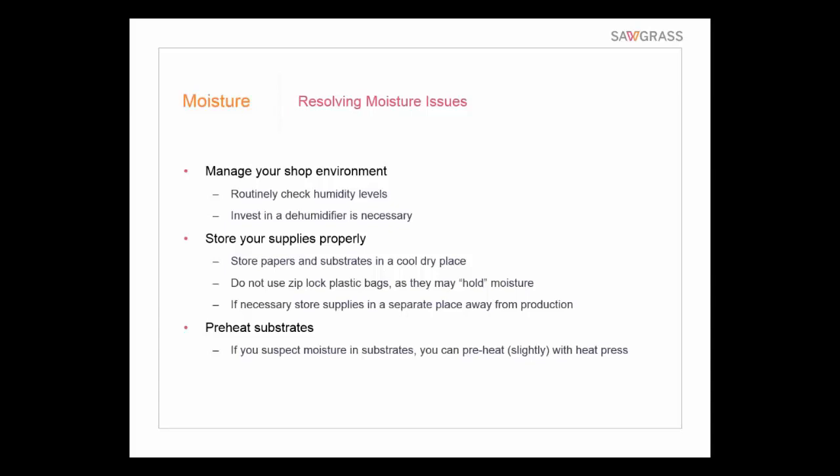If you suspect that you have moisture in a substrate, there's nothing wrong with applying heat to it. I wouldn't necessarily close the heat press all the way, but I'd bring it down to almost being closed for maybe 5 seconds, and that helps burn off some of the moisture. It also makes the surface hot, so once you open it back up, let it cool back down before you actually apply your transfer to that surface. You don't want to put a transfer down on a hot surface.